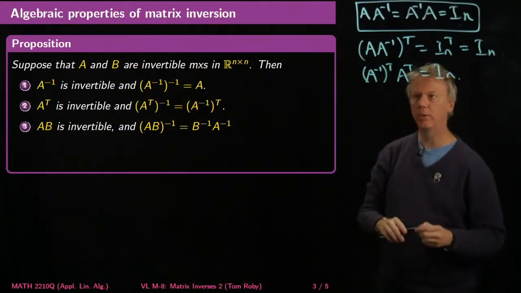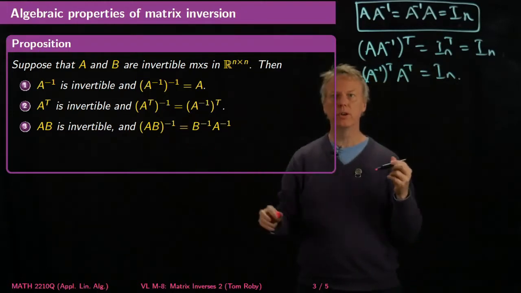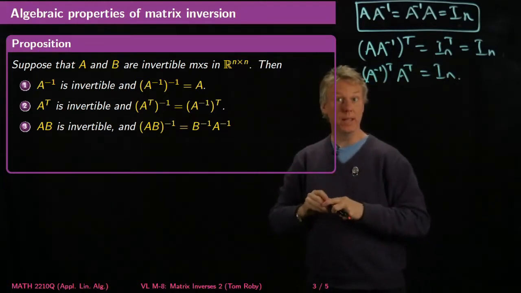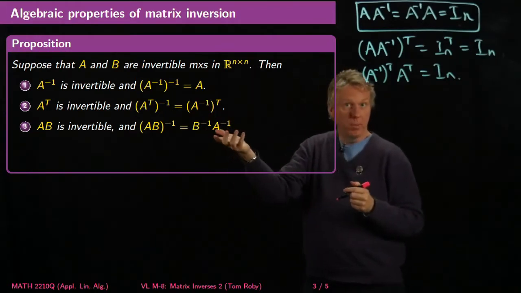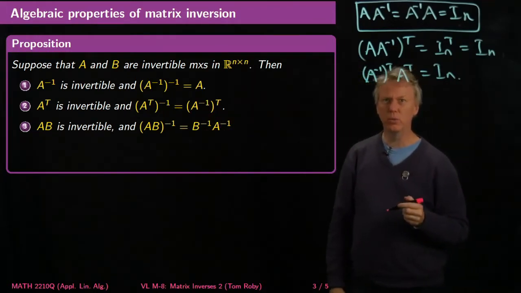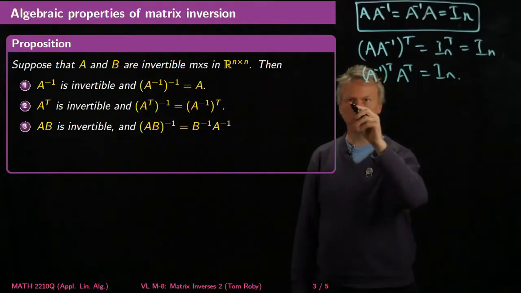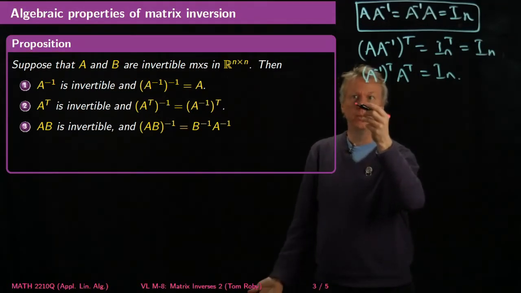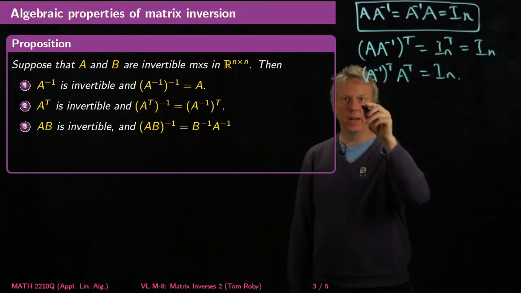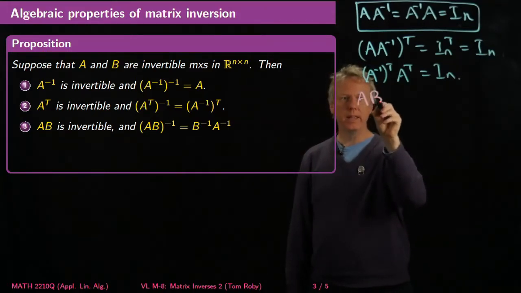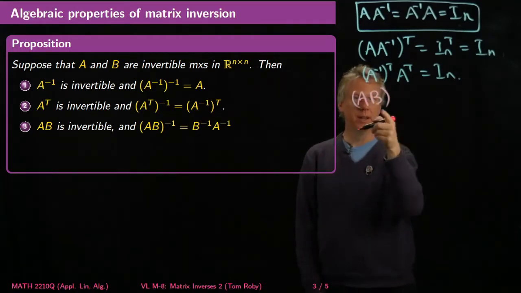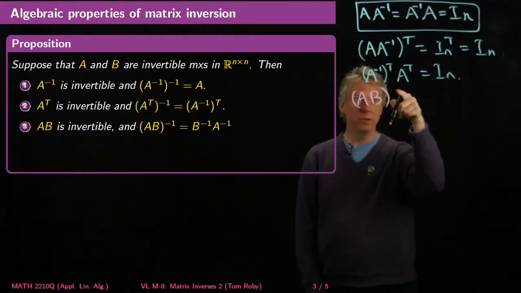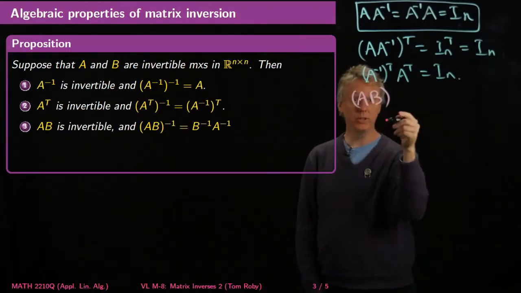And now finally, if AB is invertible, why should the inverse of AB be B inverse A inverse? It's kind of like that property for transposes, and sort of for a related reason, which I won't get into right now. I want something that I multiply AB by to get the identity. So if I take AB, what can I multiply it by to get the identity? Well, actually, A inverse B inverse doesn't look so good, remember, because I can't change the order of things.